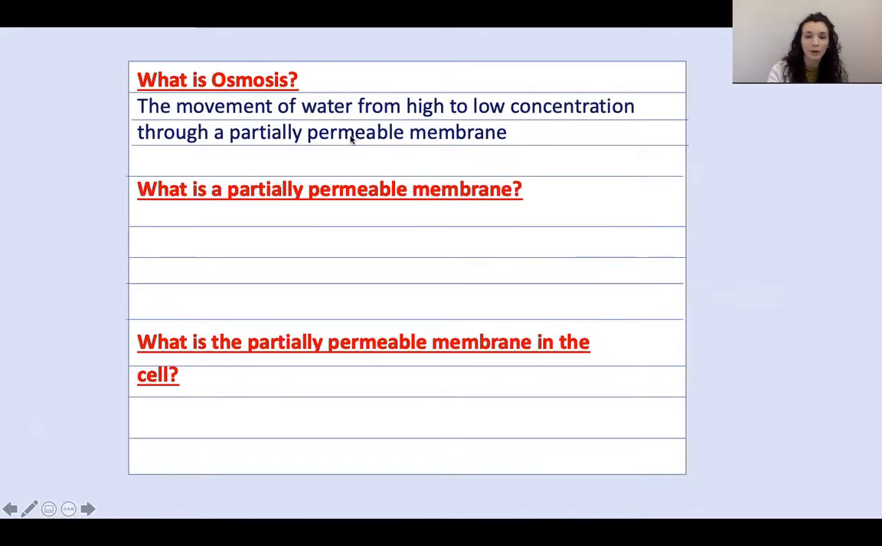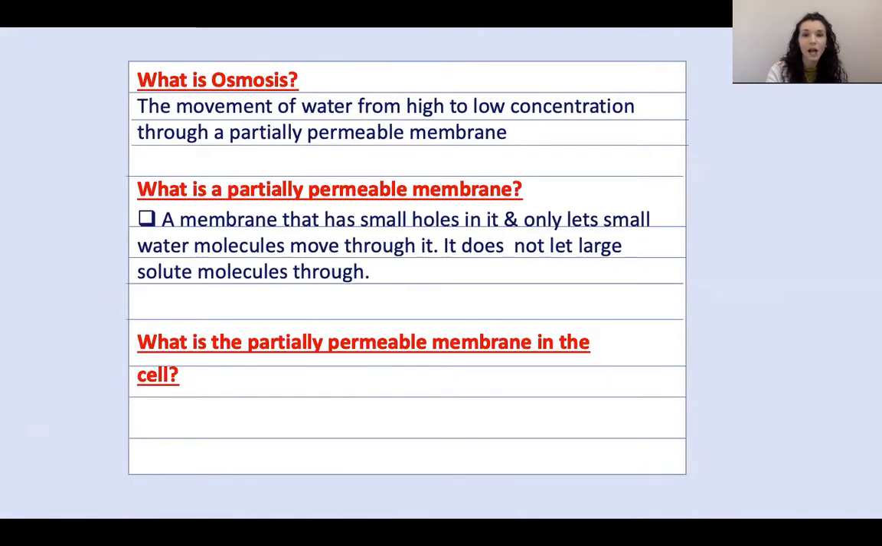What is a partially permeable membrane? A membrane that has small holes in it that only let small water molecules through. It does not let large solute molecules like those big squash molecules through. And what is the partially permeable membrane in a cell? It's the cell membrane.